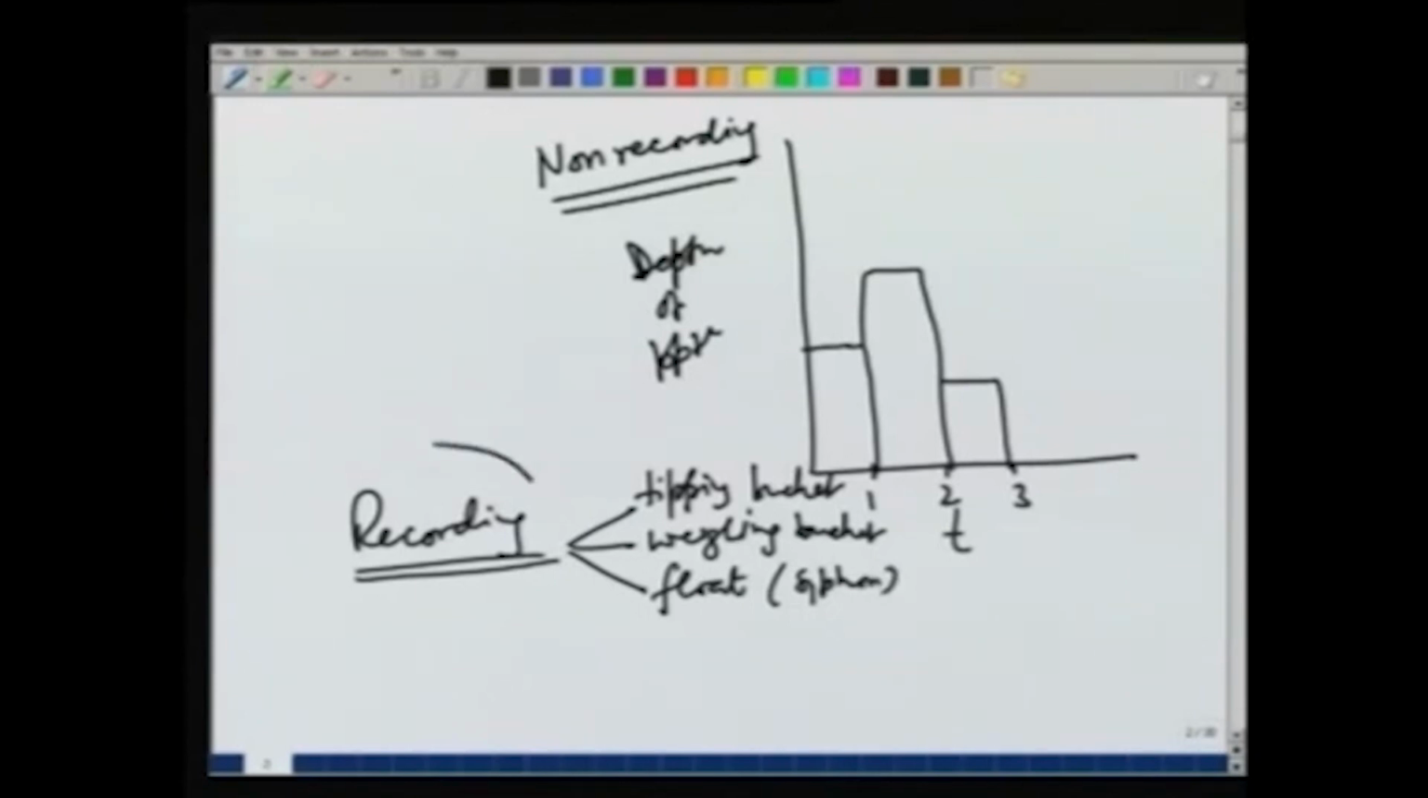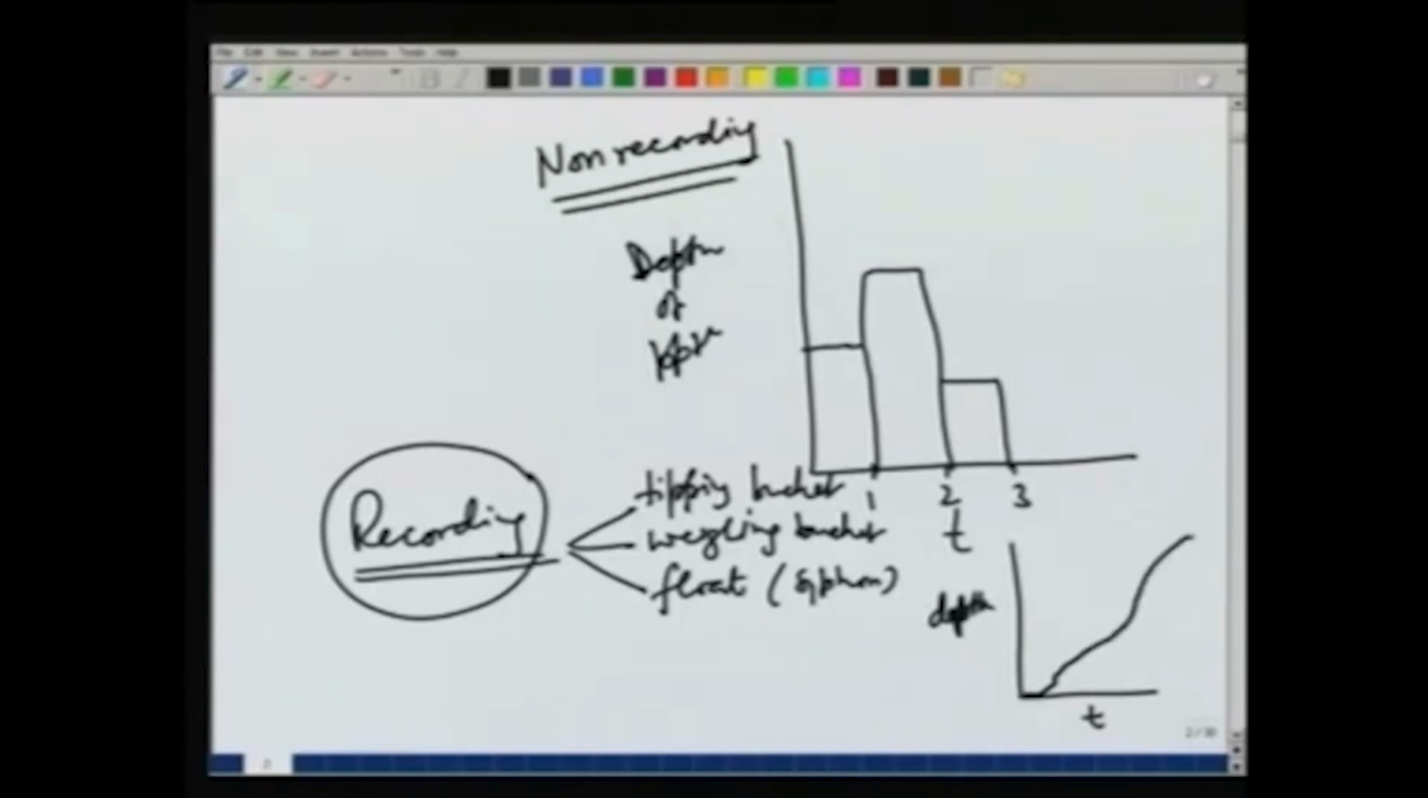So, these recording rain gauges, they maintain a continuous record of the precipitation. So, time versus depth of precipitation would be a continuous curve which will be a continuously increasing curve, and different portions will give the intensity of rain. If there is no rain, then it will be horizontal.